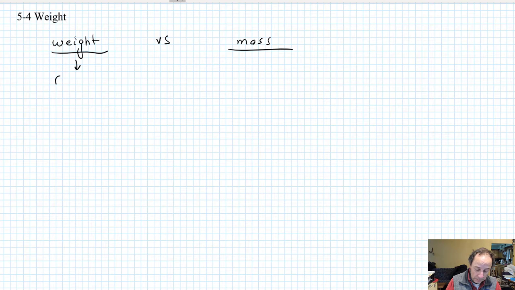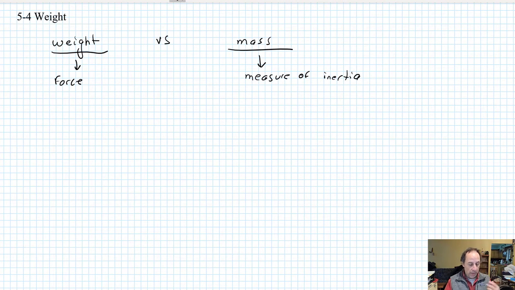Weight is a force, and mass is a measure of inertia. So, the weight is the force that's a result of a body pulling on another body due to gravity. Your weight's going to change depending on what planet you're on, and it's going to change depending on your distance from the center of the Earth. But your mass will never change. You can be weightless, but you can't be massless. Right?